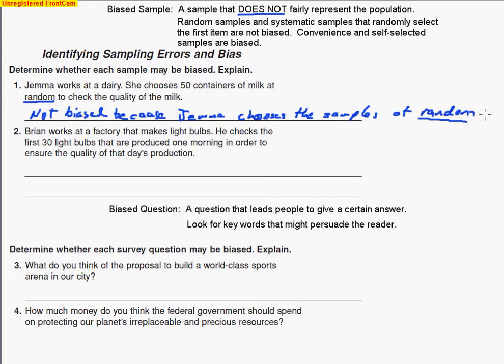So there's our answer. Brian works at a factory that makes light bulbs. He checks the first 30 light bulbs that are produced one morning in order to ensure quality of that day's production. So what kind of sampling did he do? Did he do a random sample? Did he do a systematic, convenience, or self-selected? Definitely not self-selected. Self-selected is when you choose either to do it or not to do it. You're volunteering. Well, the light bulbs don't have a choice. So it's either going to be convenience, random, or systematic.